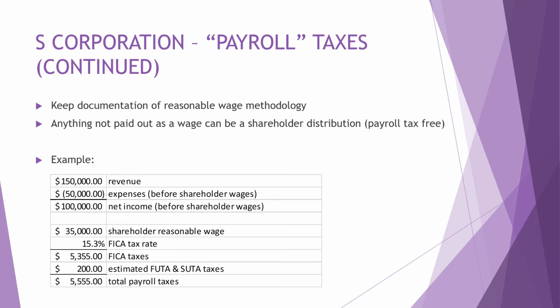And then I also added in $200 just estimating unemployment taxes that you would pay as an employer to the state and federal governments for the unemployment system. So in total, on your $35,000 reasonable wage, you're paying about $5,555 in payroll taxes.